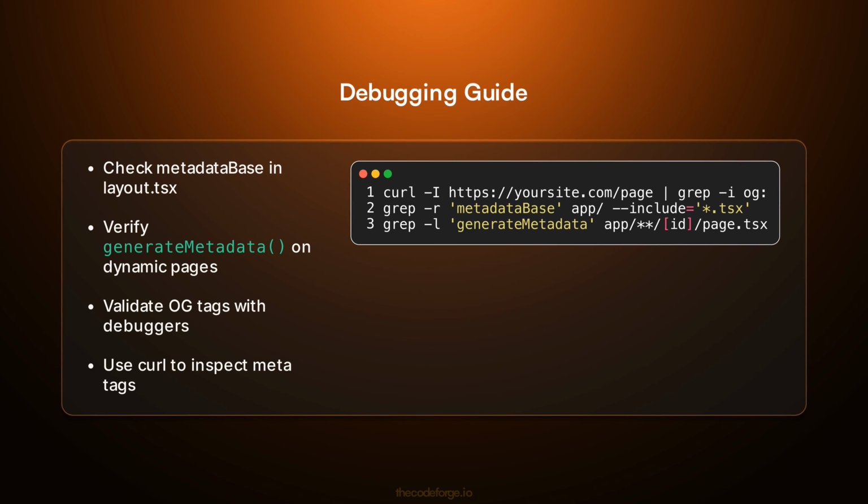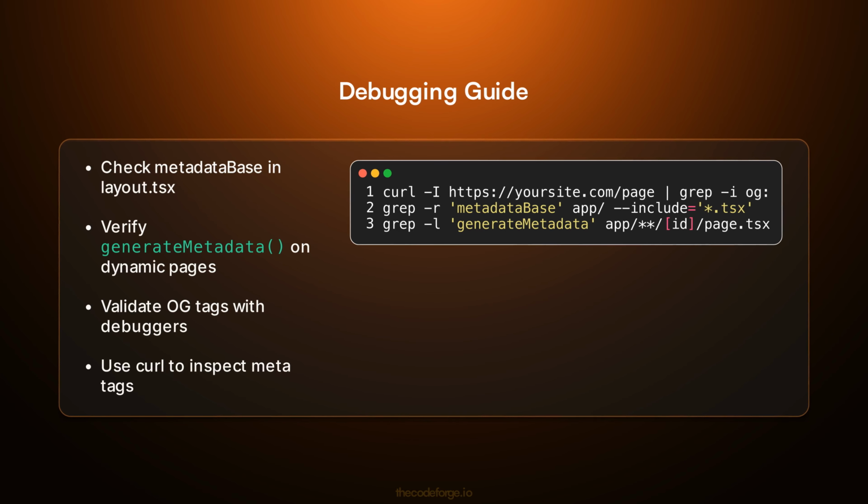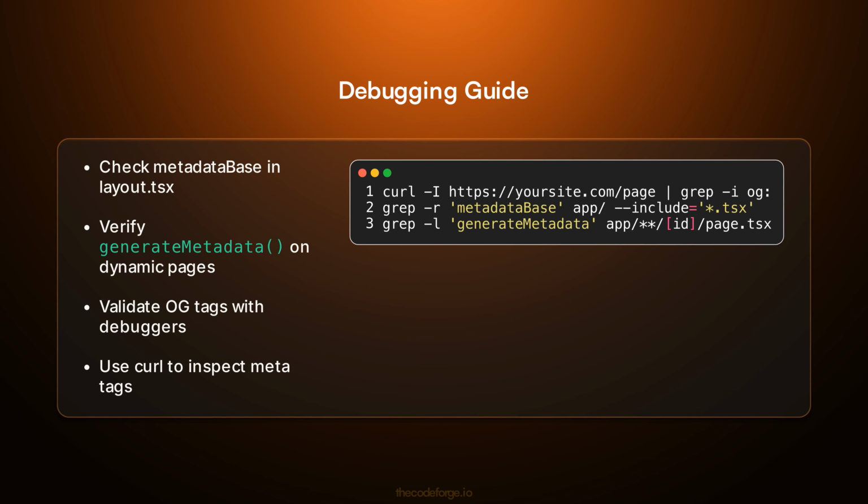To debug metadata issues, first check metadataBase in your layout. Then verify that every dynamic page exports generateMetadata. Use curl to inspect OG tags. Validate with Facebook and Twitter debuggers before deployment.